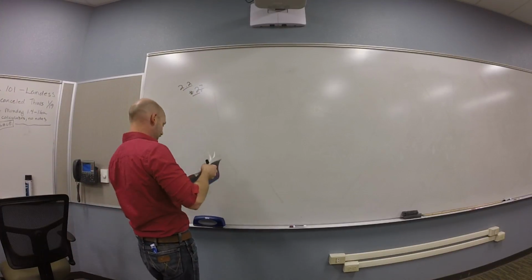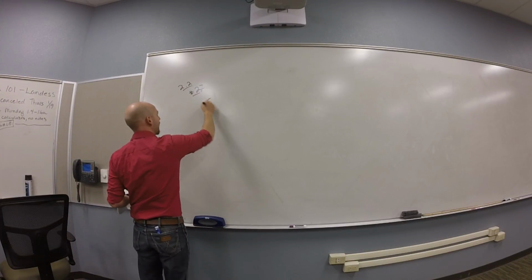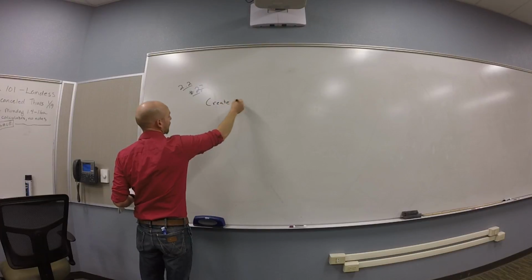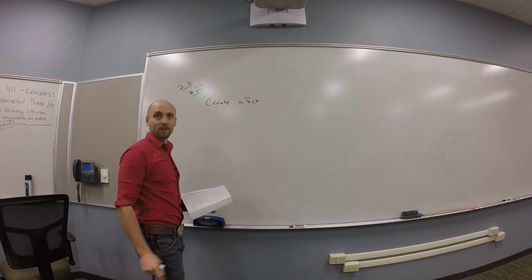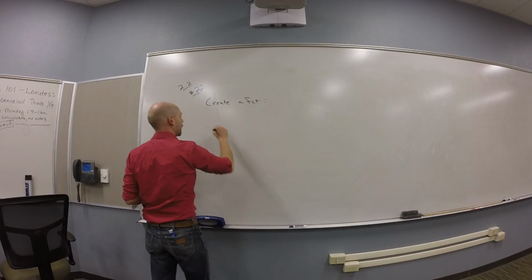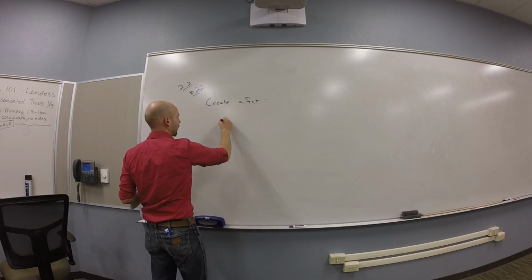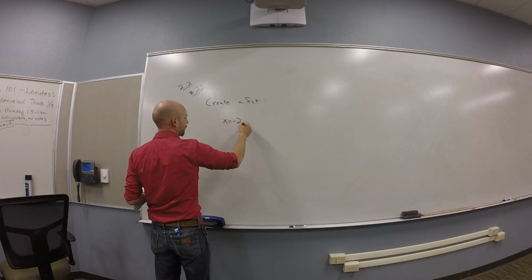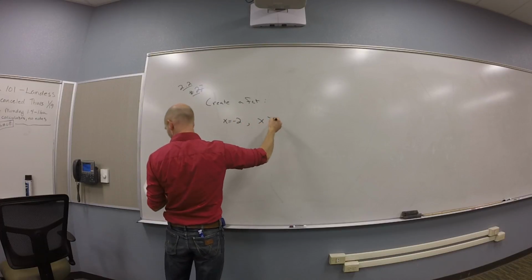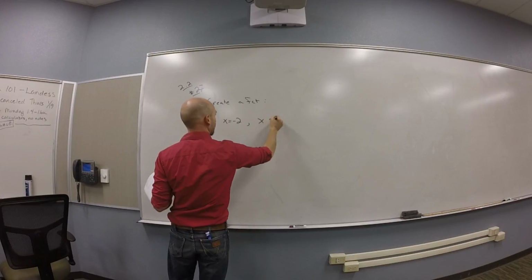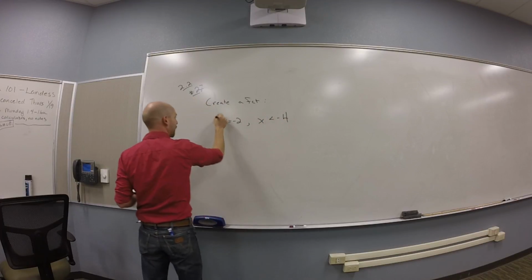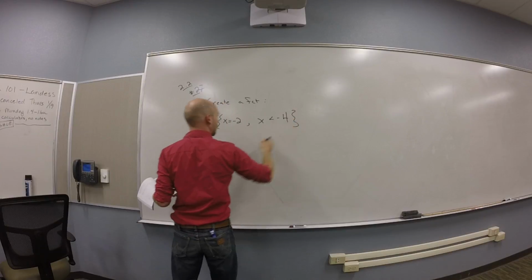Okay, so I need to create a function. Oh, sorry, this is 2.2, number 27. So I need to create a function with x is -2 and x is less than -4. This stuff is not allowed.